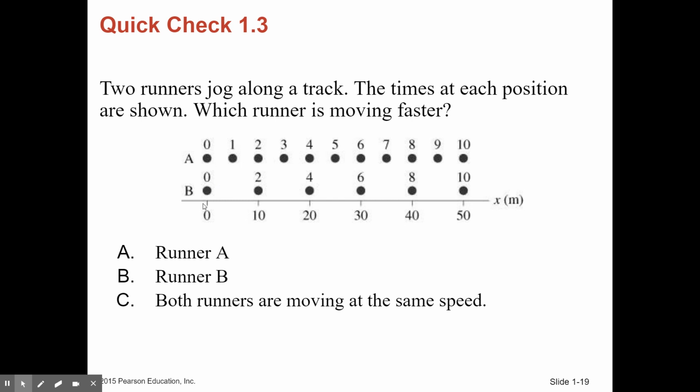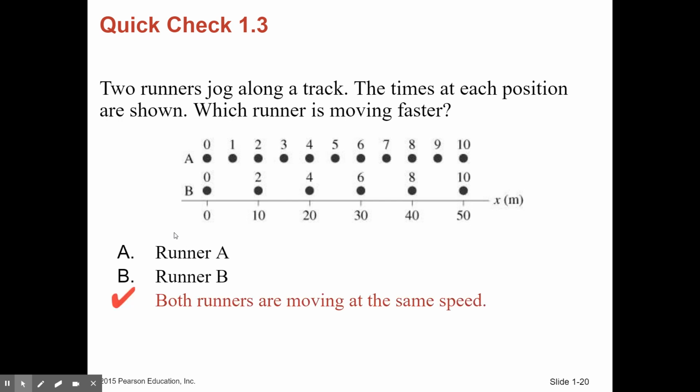The times at each position. So here is position 10, position 20, 30, 40, 50. You can see the times. So what do you think? Runner A, B, or both? And the answer is both.